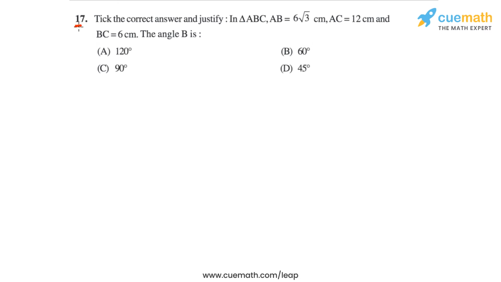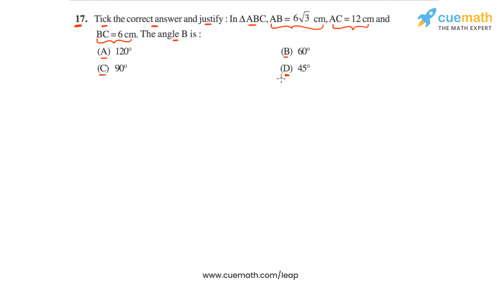In question 17, we have to tick the correct answer from among the 4 options given to us, and we have to justify, we have to provide the reason for our answer. And here's what the question says. In triangle ABC, AB is equal to 6 root 3 centimeter, AC is equal to 12 centimeter, and BC is equal to 6 centimeter. The angle B is which of these? 120 degrees, 60 degrees, 90 degrees, or 45 degrees.